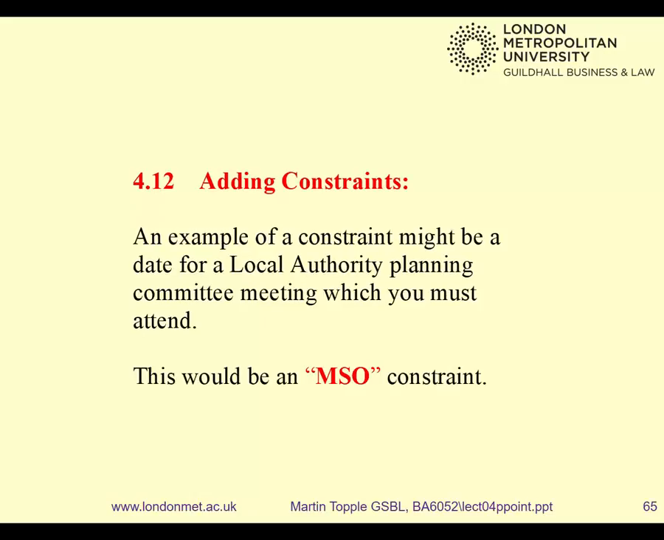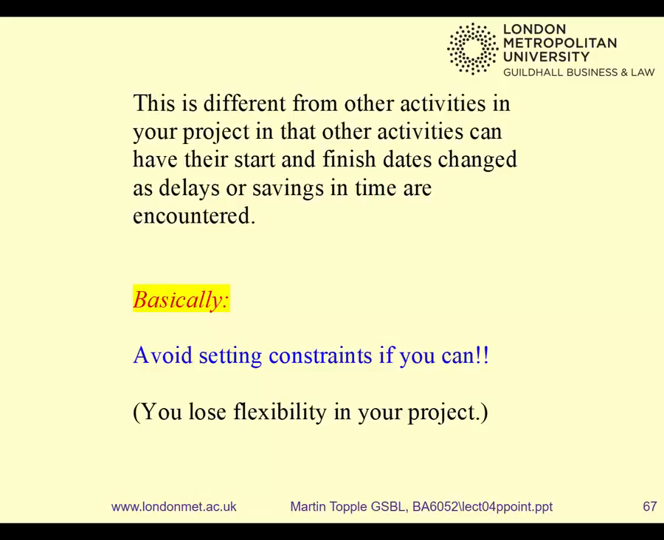And that would be an example of what's called a must start on constraint. So that task, which is attend local authority planning meeting, will have a must start on constraint attached to it, because that date cannot be changed. Whatever happens to your project, that date cannot be changed. Got it? But that's only one example of a possible constraint. There are many others, but basically don't set constraints unless you have to, because by including constraints in your projects, you make them harder to organize and to run and less likely to be successful. So minimize the number of constraints.